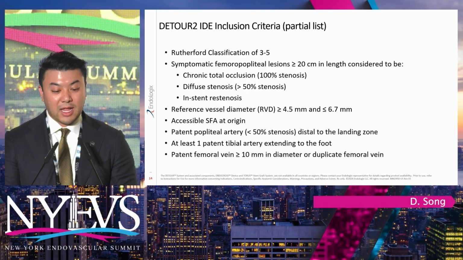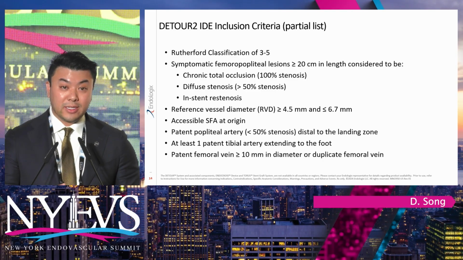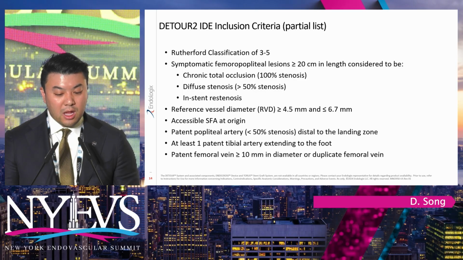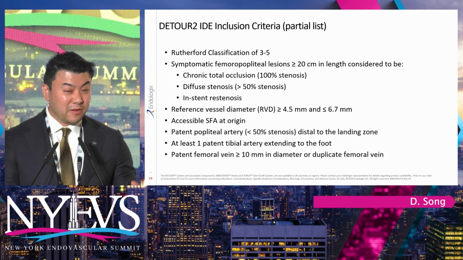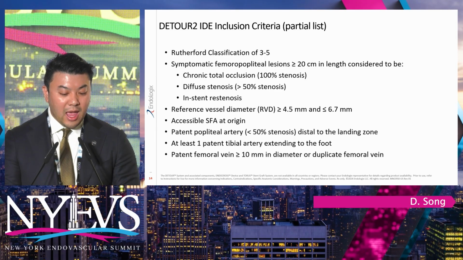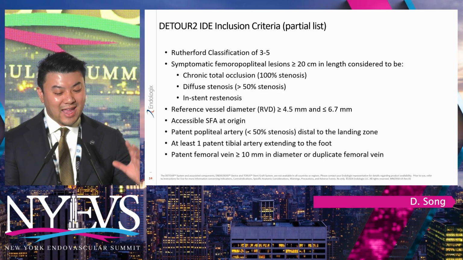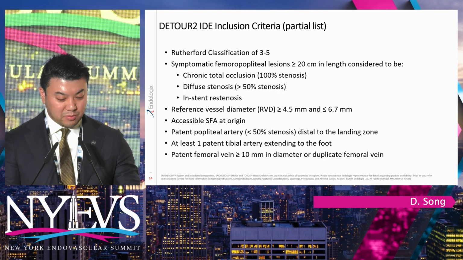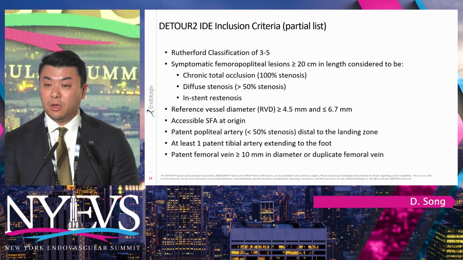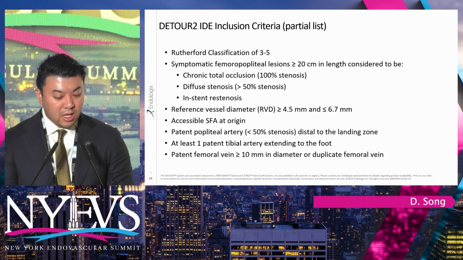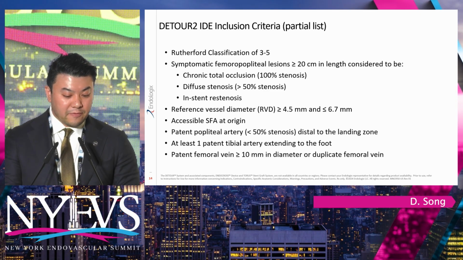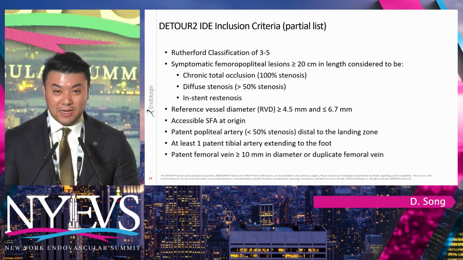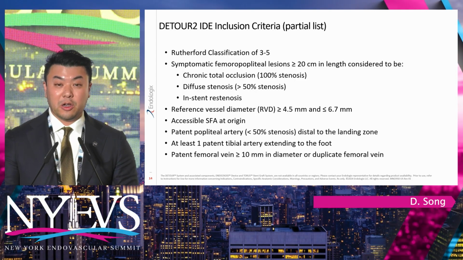The inclusion criteria, this is just a partial list. They looked at Rutherford classification 3 to 5, long segment femoral popliteal disease. A reference diameter of the vessel was between 4.5 and 6.7 millimeters. We wanted to be able to have enough of an entry point at the SFA origin, a patent popliteal artery, because that is usually the distal access point, and at least one patent tibial artery vessel running down to the foot. As I mentioned before, one of the major complications with DETOUR is DVT. So the femoral vein, as identified on mapping, should be at least greater than 10 millimeters in diameter.